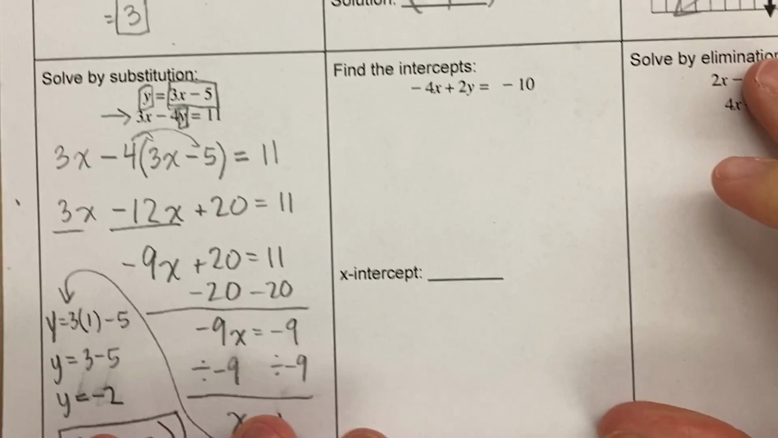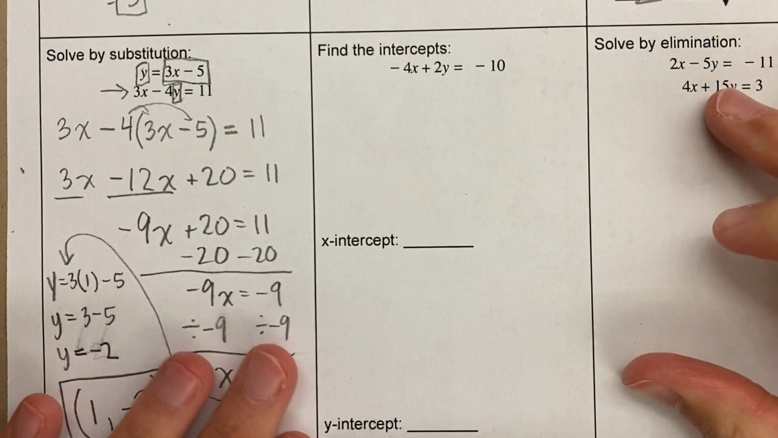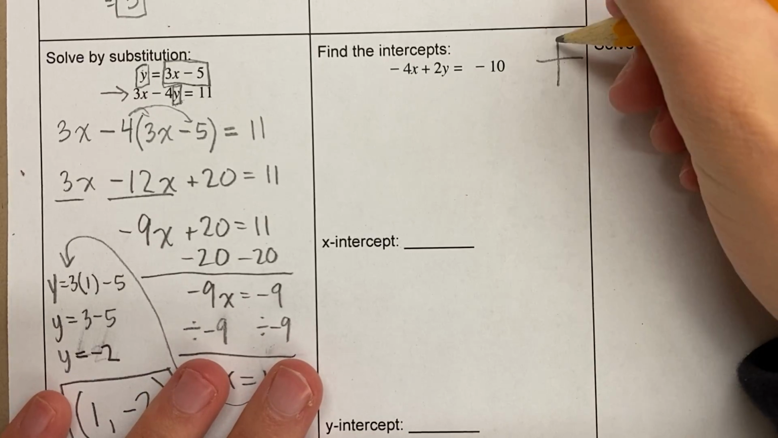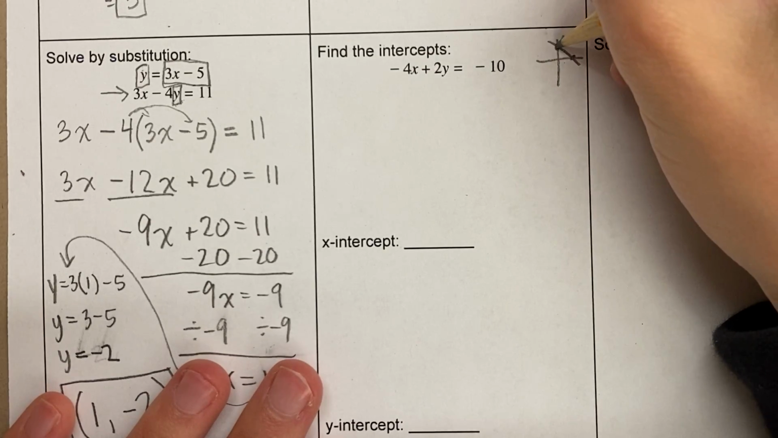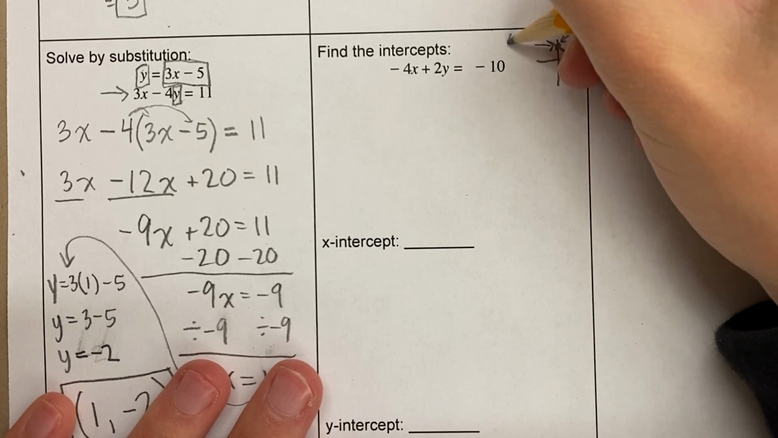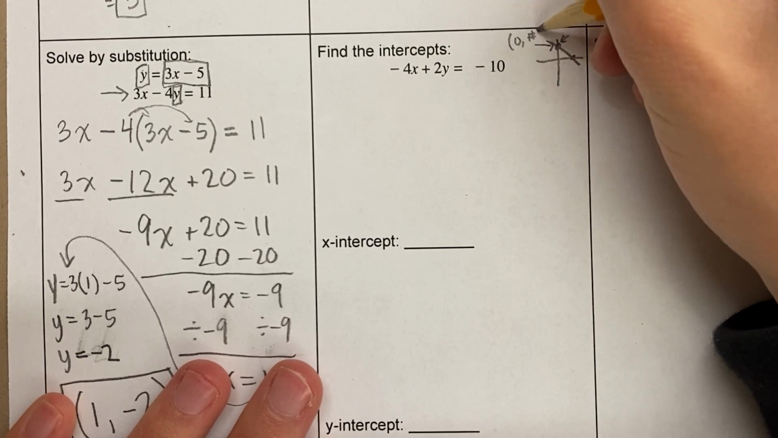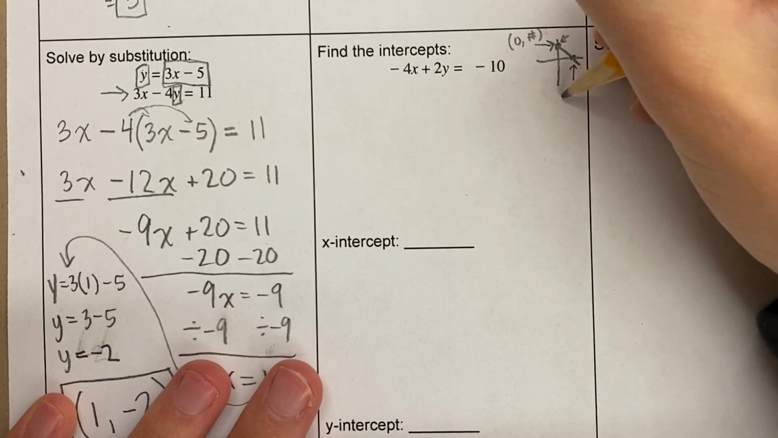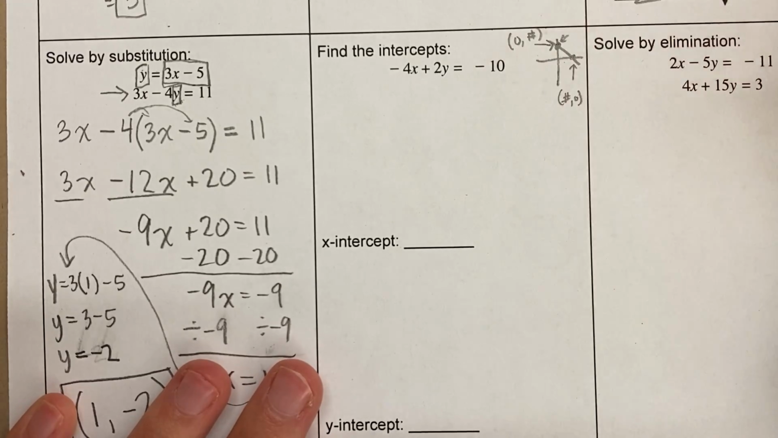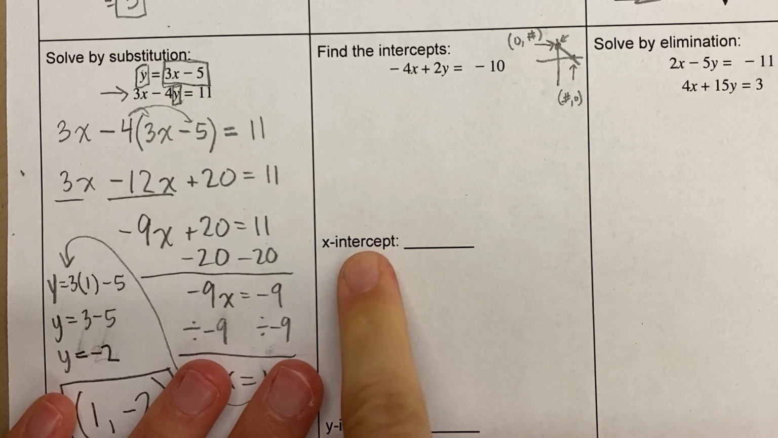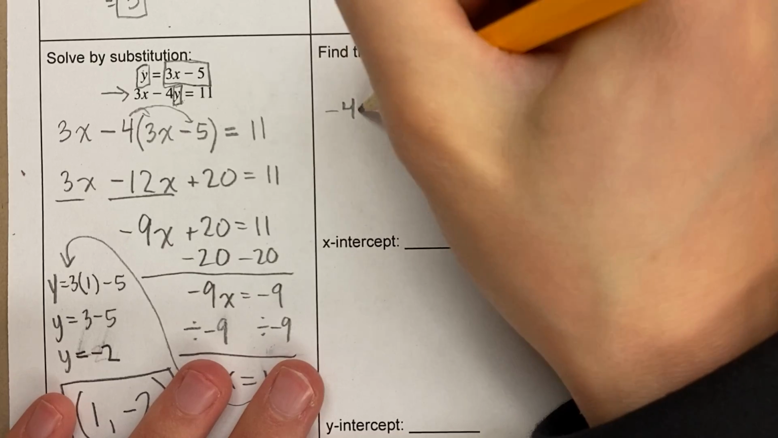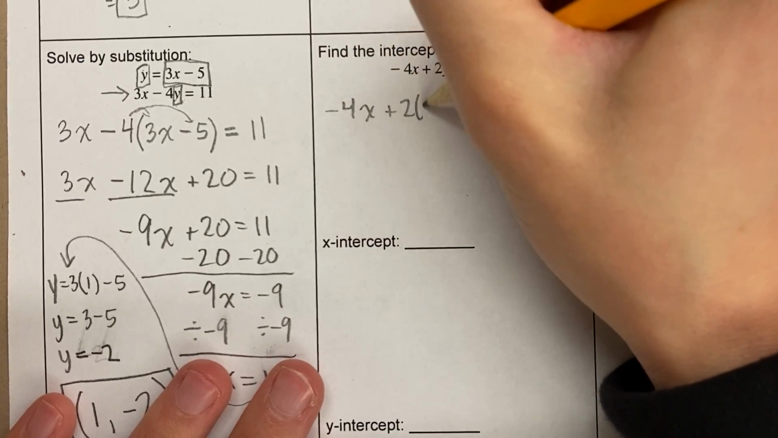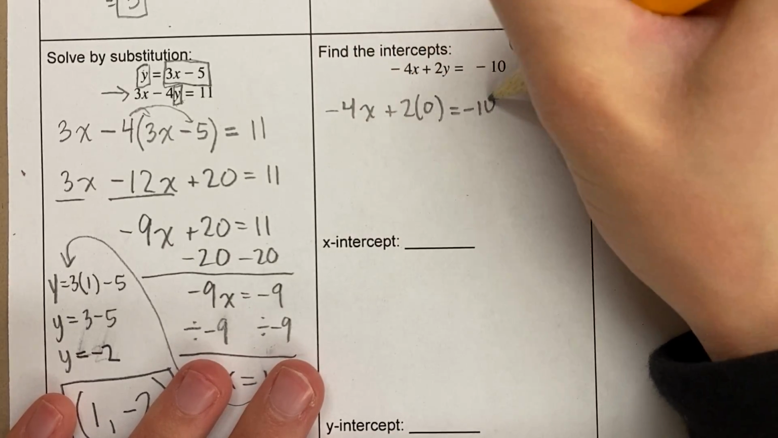Okay. Finding the intercepts. Remember on a graph, if I have a line like this, this is called the y-intercept. This is called the x-intercept. Now here's what I know about the y-intercept. The y-intercept is a point, 0, and a number. And this x-intercept is a point, a number, and 0. So if I want the x-intercept, I'm going to plug in 0 for y, because the y value is always 0 at the x-intercept. So I'm going to plug in 0 for y.